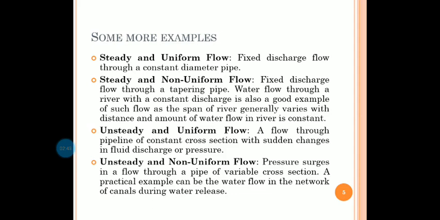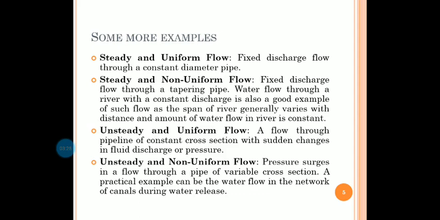A steady flow could be uniform flow as well as non-uniform flow. At the same time, unsteady flow could be uniform flow and non-uniform flow. So first of all, in steady and uniform flow, the discharge is fixed, and the diameter is also constant. In steady and non-uniform flow, discharge is constant, but diameter is varying. Water flow through a river with a constant discharge is also a good example of such flow, as the span of the river generally varies with distance and the amount of water flow in the river is constant.